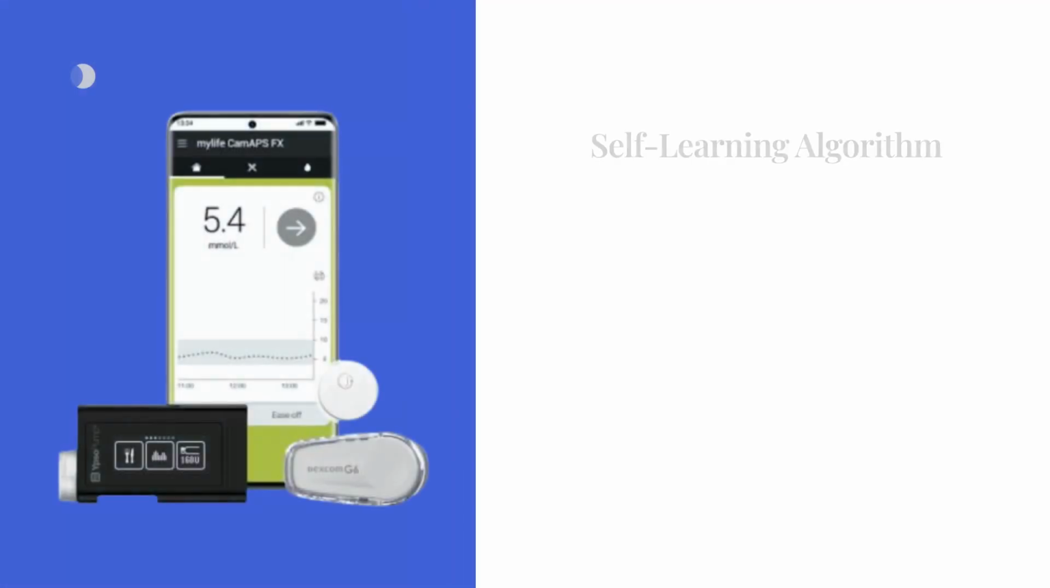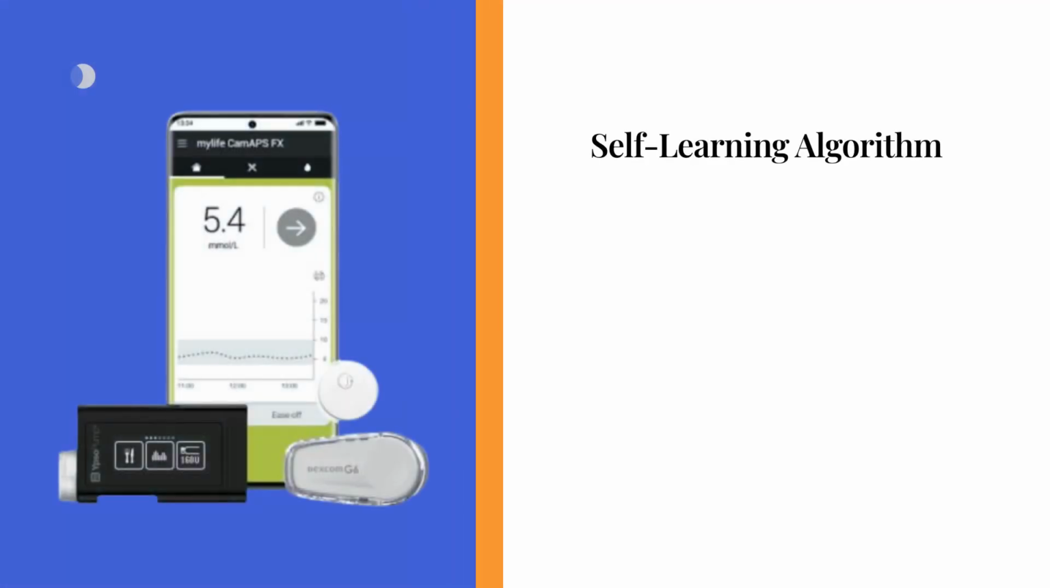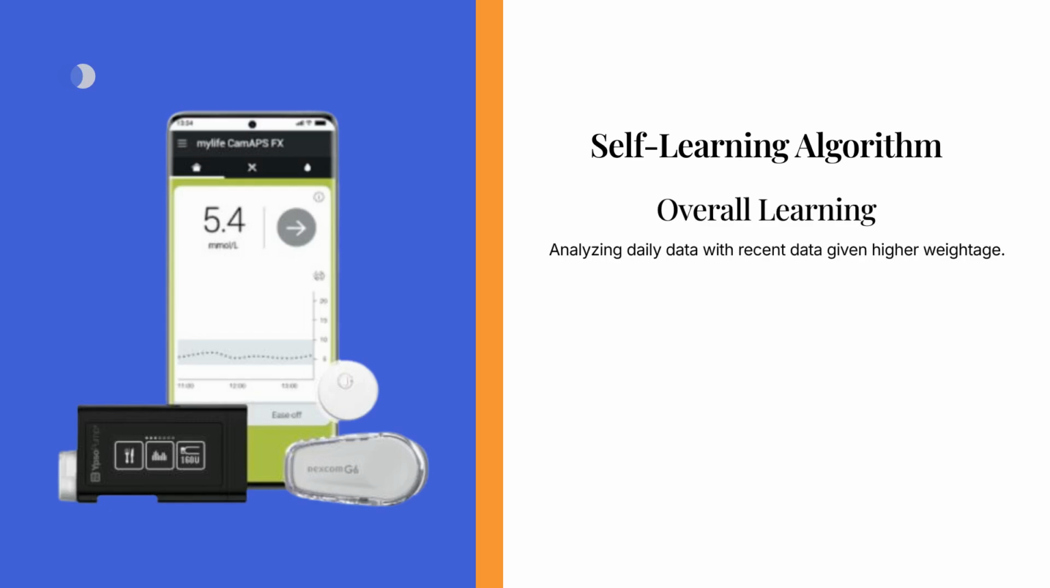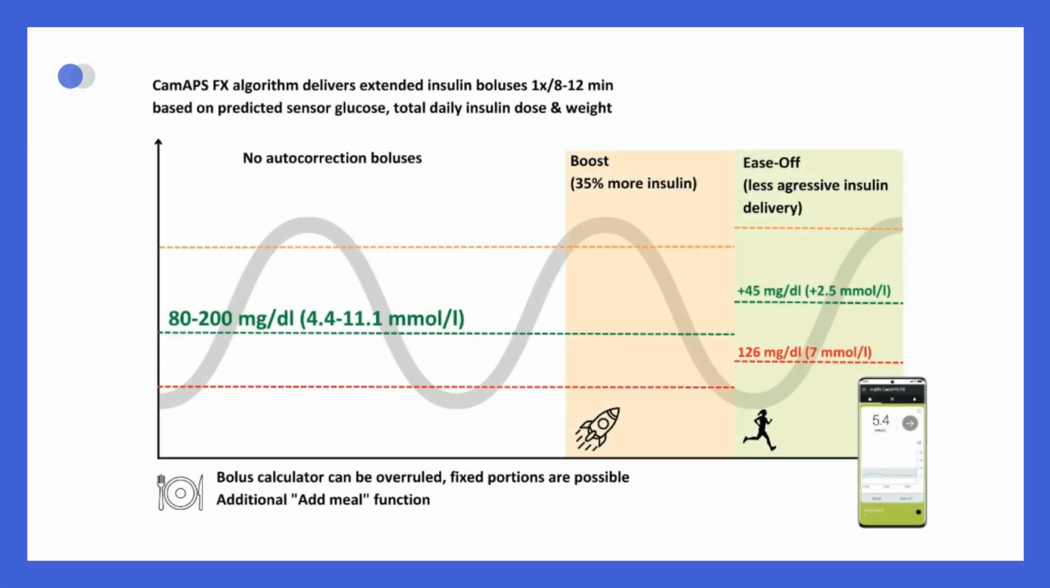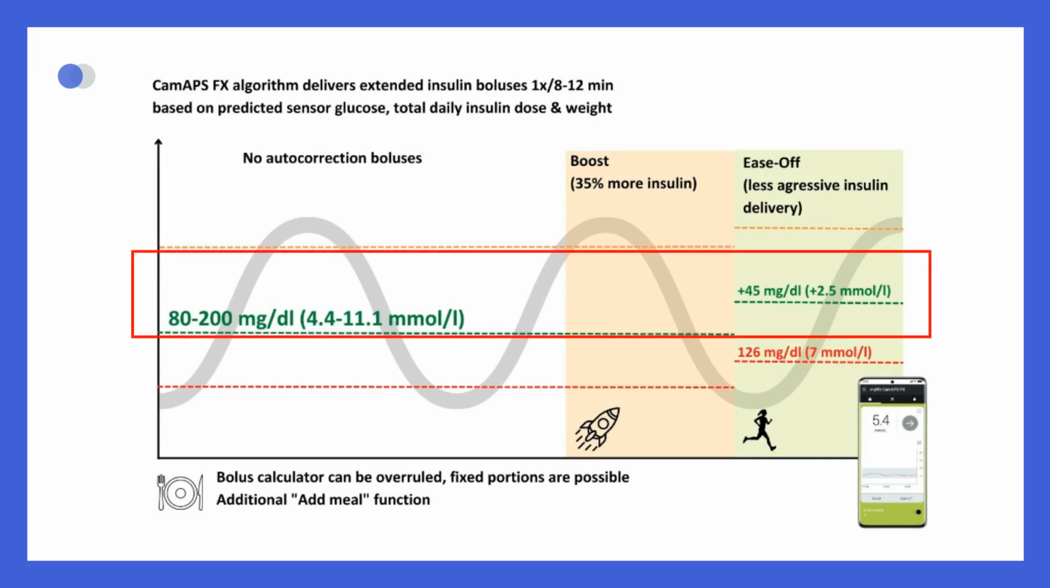The system incorporates a learning algorithm through 3 approaches, which are overall learning, analyzing daily data with recent data given higher weightage; diurnal learning, assessing insulin requirements at specific times of the day; and post-meal learning, observing insulin requirements after meals. The target value can be adjusted within 30-minute time blocks, ranging from 80 to 200 mg per deciliter, or 4.4 to 11 millimol per liter.